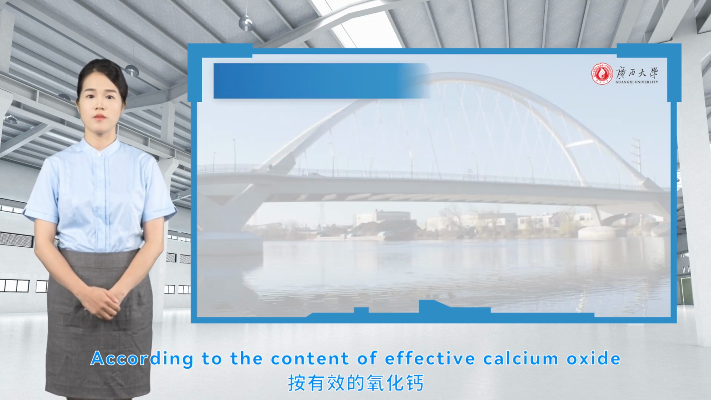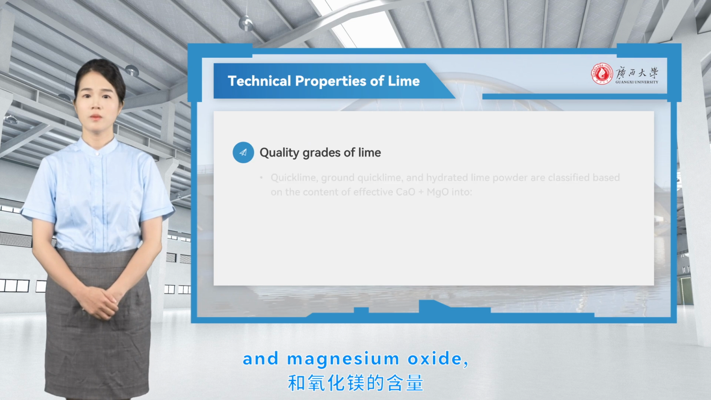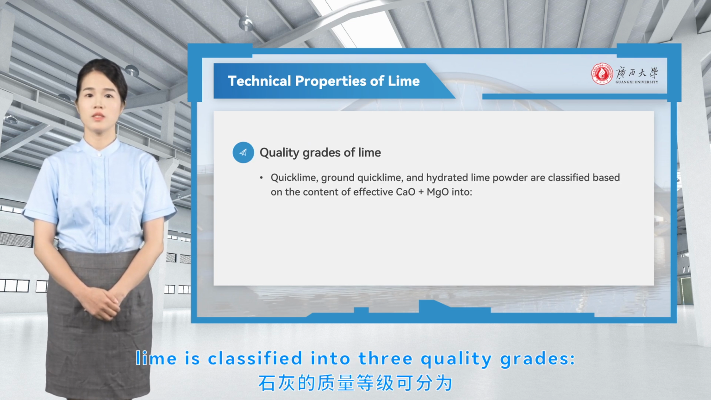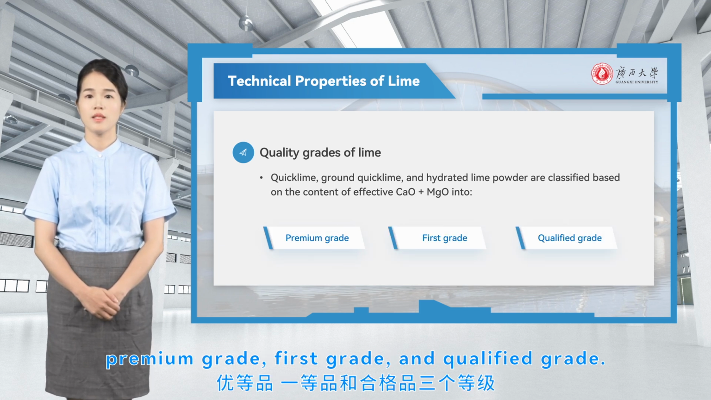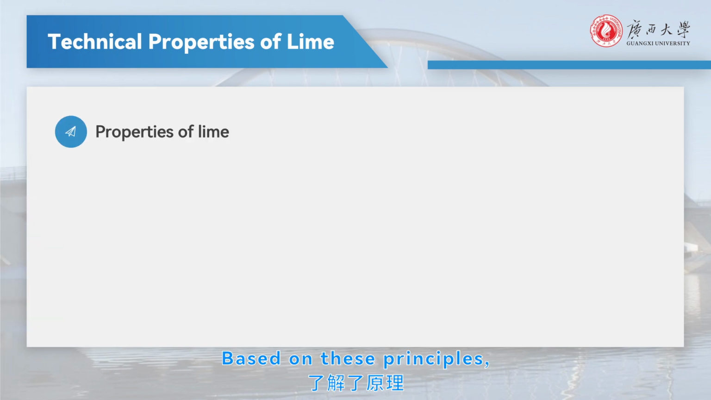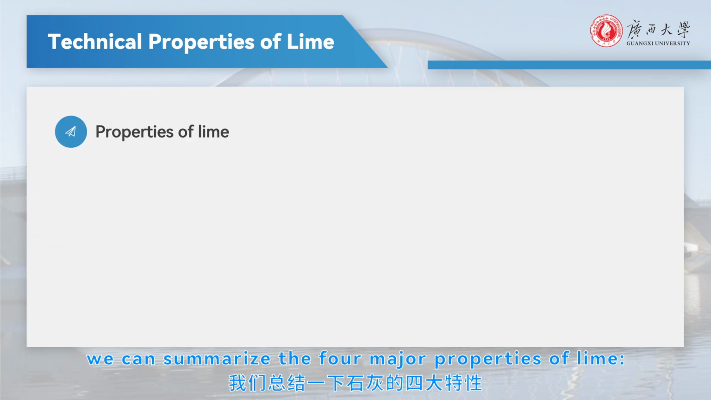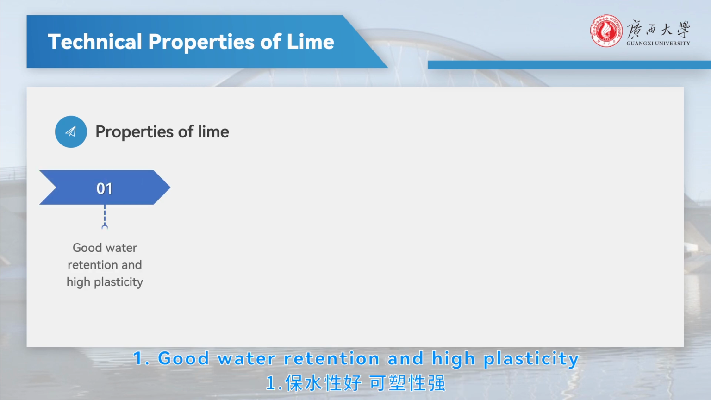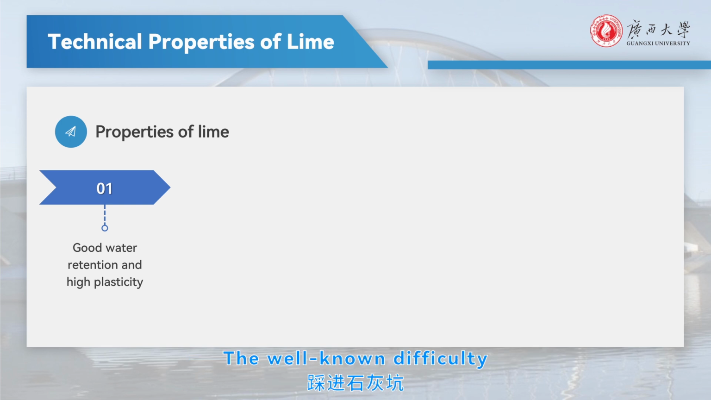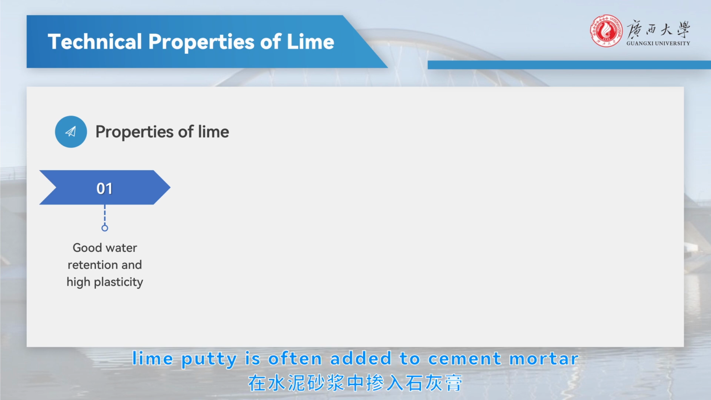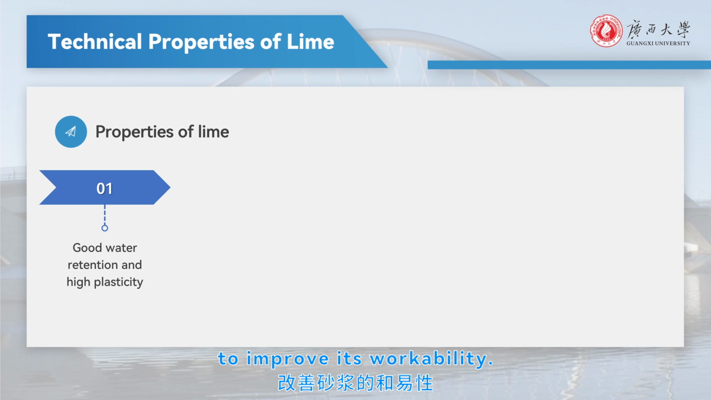According to the content of effective calcium oxide and magnesium oxide, lime is classified into 3 quality grades: premium grade, first grade, and qualified grade. Based on these principles, we can summarize the 4 major properties of lime. 1. Good water retention and high plasticity. Lime mortar exhibits a lubricant-like effect and effectively retains moisture. The well-known difficulty of pulling one's foot out of the lime pit is due to this property. In engineering practice, lime putty is often added to cement mortar to improve its workability.